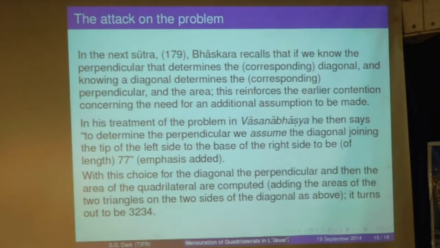I must say, here he computes it by first computing the perpendicular, then the area of the two triangles, and adding it up. Rather surprisingly, he doesn't use the formula for triangles. He doesn't use Brahmagupta's formula for triangles. Though there is another place where the computation is made for triangles, and then he confirms that it is true.